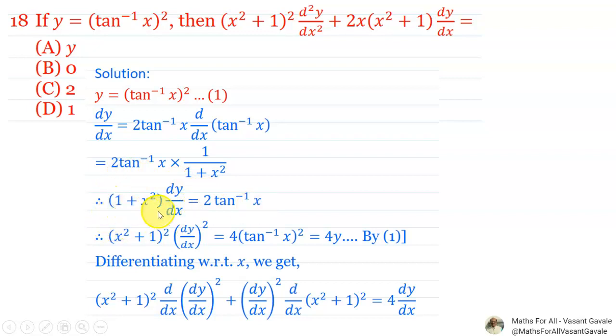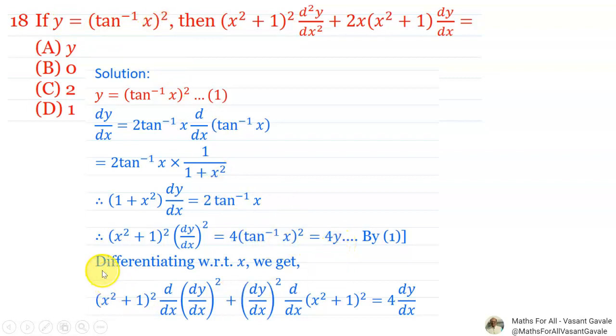इथे काय राहणार राइट हँड साइडला 2 times tan inverse of x. Therefore, you will get here in bracket (1 plus x square) into dy by dx is equal to 2 times tan inverse of x. Okay, next squaring on both sides. Then you will get here (1 plus x square) whole square into (dy by dx) whole square is equal to 4 (tan inverse of x) whole square, is equal to. Now what is the value of that? That is 4 (tan inverse of x) whole square, and that is nothing but 4y. Okay, y is equal to (tan inverse of x) whole square. फक्त त्याला y ने इथे मल्टिप्लाइड करणार.